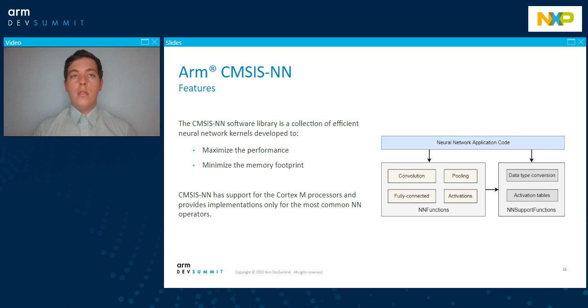So CMSIS-NN is developed for Arm Cortex-M processors and includes kernel implementations for the most common operators found in neural networks like 2D convolution, max pooling, average pooling, fully connected, activation functions, and also some utility functions used for data type conversions. But it is important to note that CMSIS-NN is not all-encompassing, meaning that CMSIS-NN does not necessarily have support for all the operators which can be found in neural networks.